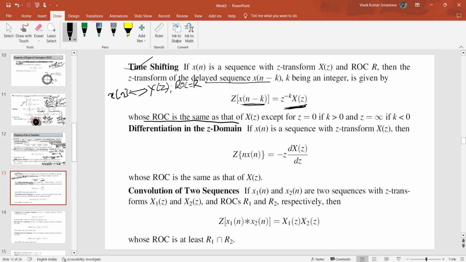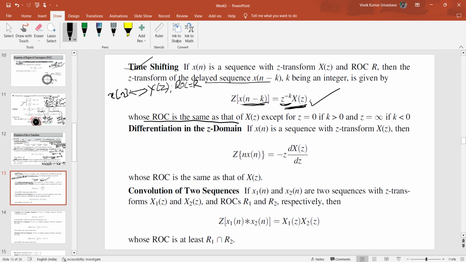Okay, so this is basically the fourth property. Shifting in the time domain will result in multiplication by the delayed factor in the corresponding z domain. This is the time shifting property, and the ROC will not change here.